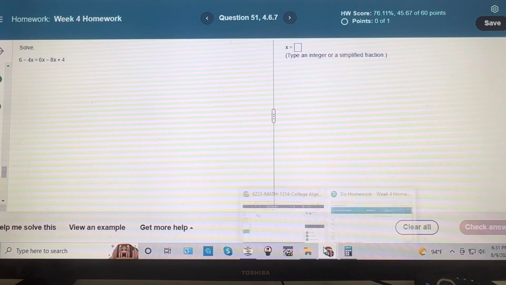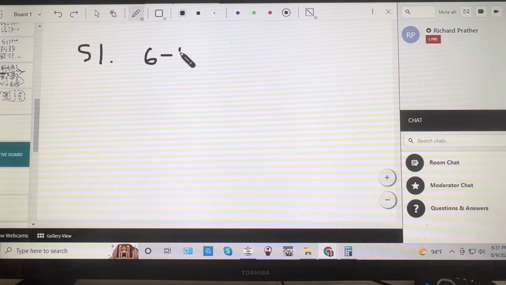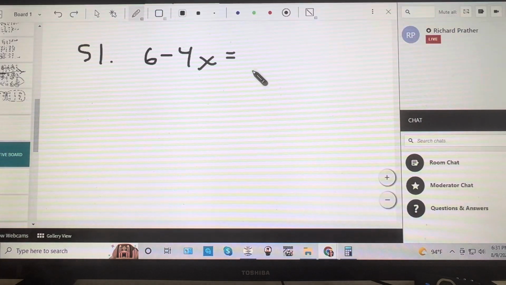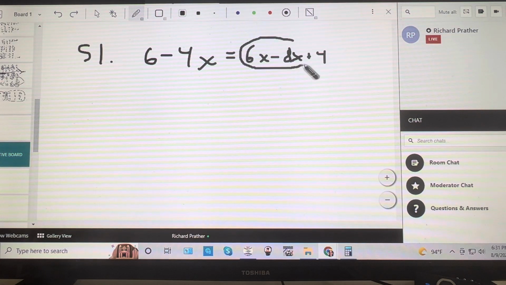6 minus 4x equals 6x minus 8x plus 4. So if you have a 6 and a 4x on the same side of the equation, they don't go together. Same thing with this 8x and this 4, but these two are what we call like terms. They're on the same side of the equation, so you can combine them together, just as they are. 6x minus 8x is negative 2x.